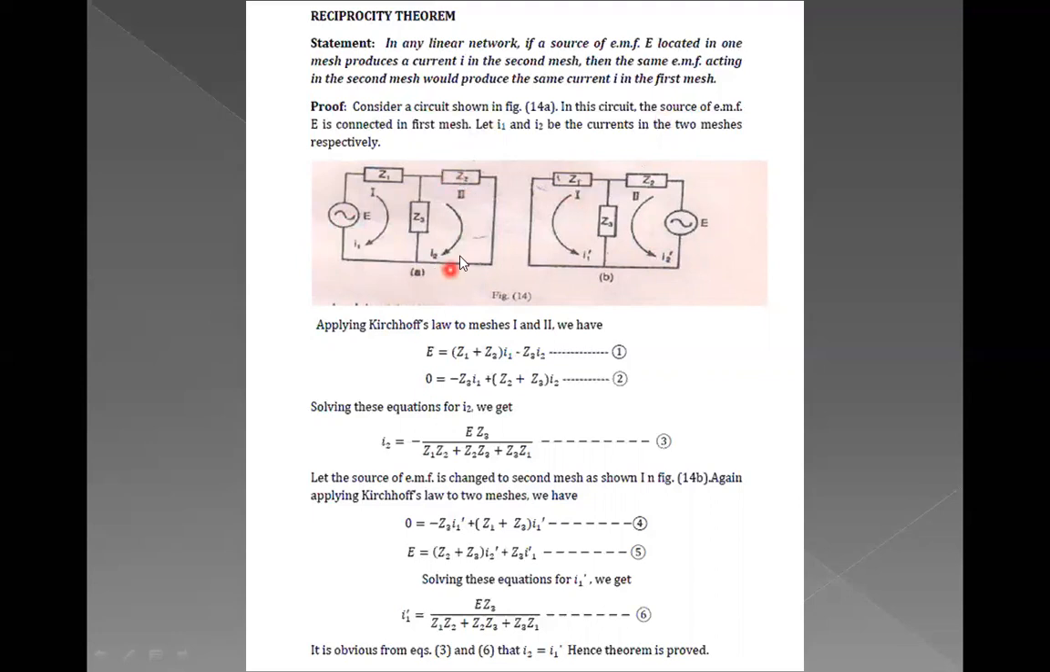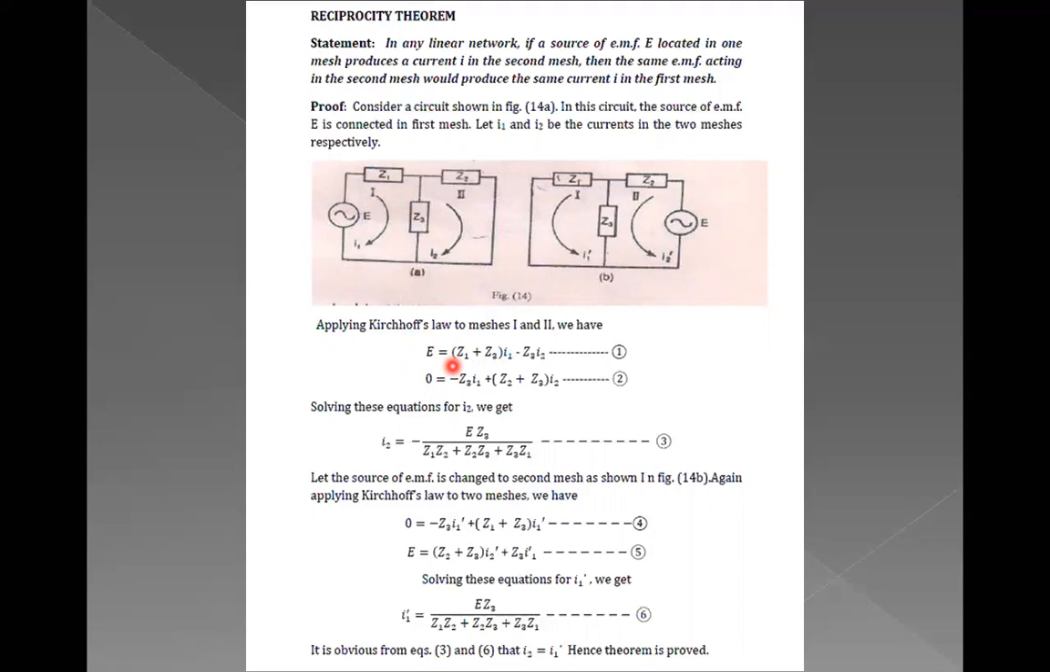Now according to this circuit, this is the I2 which is flowing in the second mesh, and here I1 dash. It means if I2 is equal to I1 dash, then we can say that the theorem is true. So we have considered an EMF E connected in the first mesh, and I1 and I2 are the currents in the two meshes. Applying Kirchhoff's voltage law, E equals Z1 plus Z2 into I1 minus Z3 into I2, and for the second mesh, 0 equals minus Z3 I1 plus Z2 plus Z3 into I2, because both the directions are clockwise, there will be a minus.